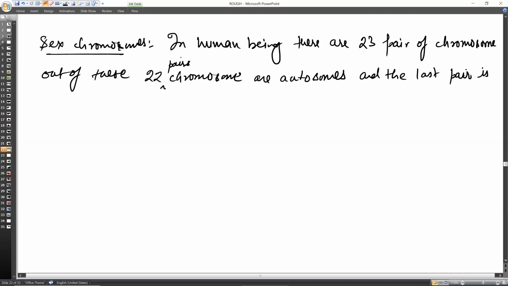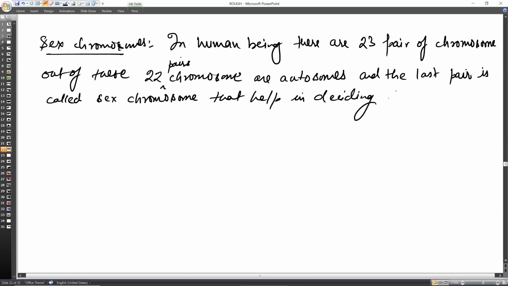and the last pair is called the sex chromosome, which helps in deciding the gender of that individual.